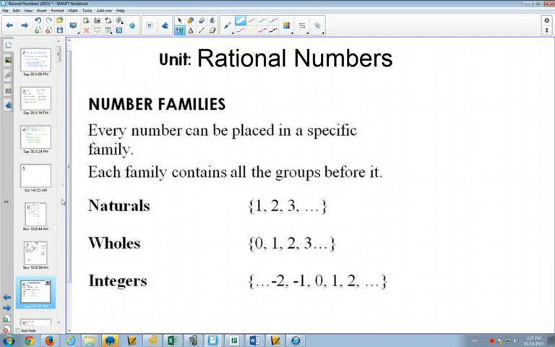So this is the start of our next unit. Our second unit, rational numbers, is very similar to our first unit, number sense. We do fractions again, and we do decimals and things with percentages, so a lot of review from the first unit. But the first thing we start off with is number families.